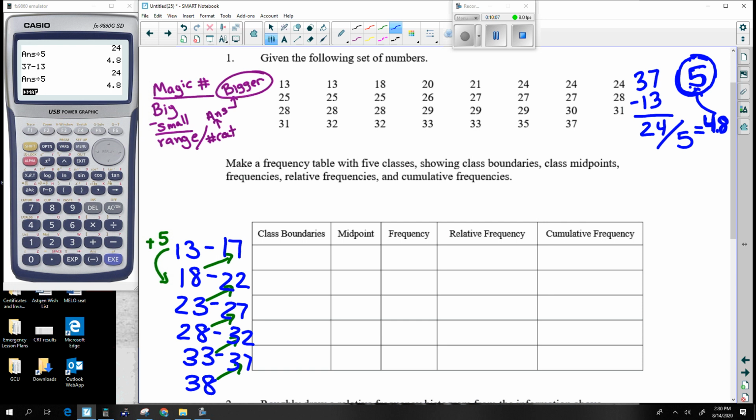Again, where those second numbers were obtained is one less of where the next category begins. So for instance, in this very first, I see that the next begins at 18, so one less would be 17. This one begins at 23. That means the previous one has to end at 22. That's where those numbers are obtained.